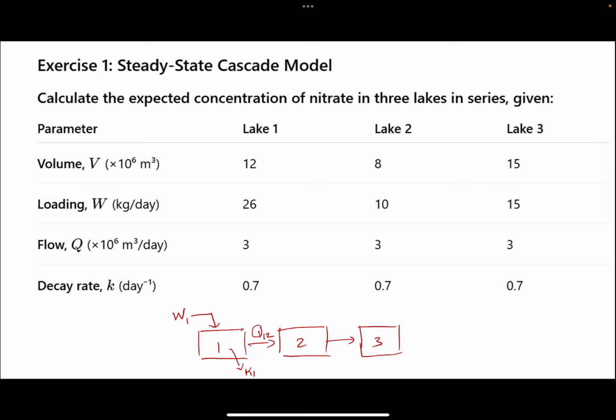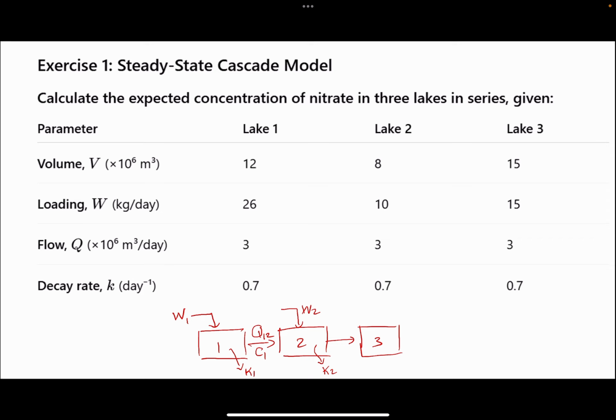And this is the concentration leaving lake 1, C1. Of course, this C1 is going to lake 2. And this lake has also another loading, a different loading, W2. Of course, you can see it. Lake 2 has 10 kilogram per day. And it has also a factor K. It seems that they're all 0.7, so K2 is equal to K1.